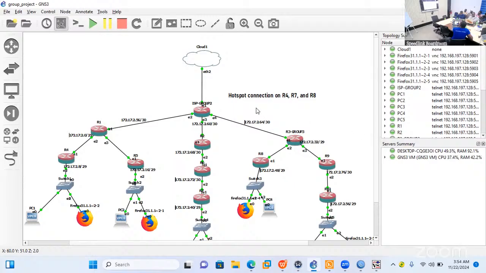I was having difficulty connecting to the GNS3 hosted server, so I had to do the project all over again on GNS3 VM on my system. So my group, I did try.